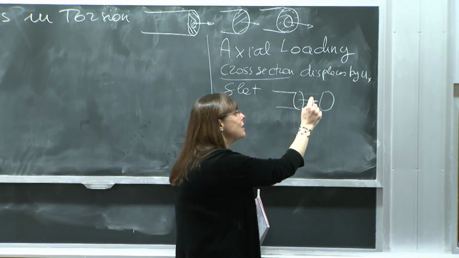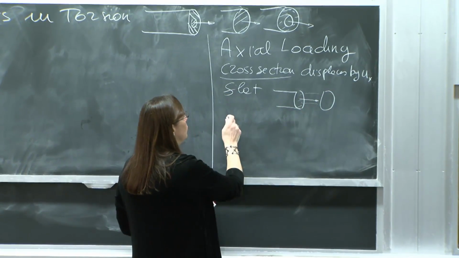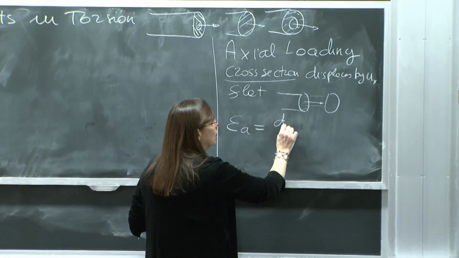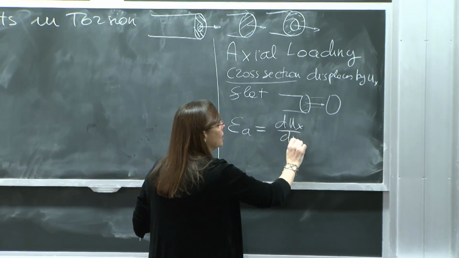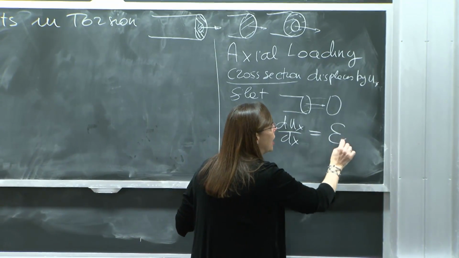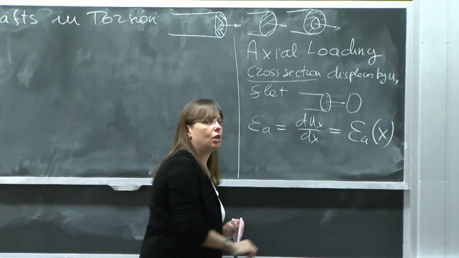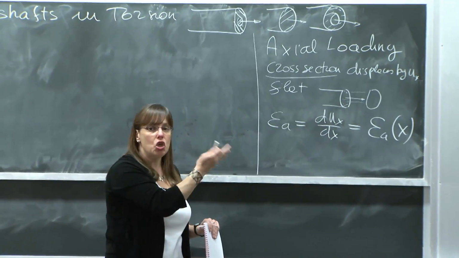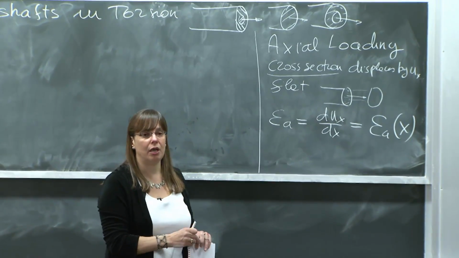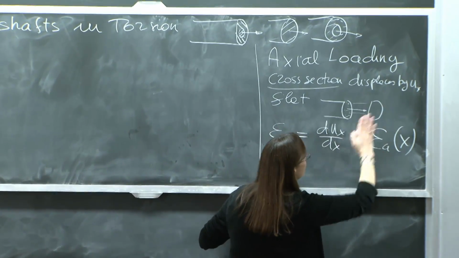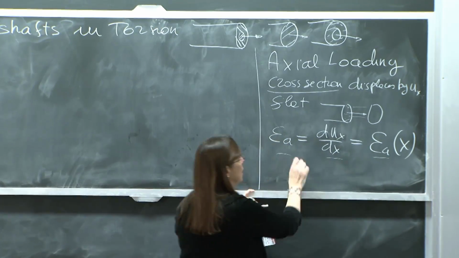Remember? Based on this, we were able to say that the strain was equal to du/dx, and it was only a strain that depends on x. There was no change in strain on the cross-section. This was a huge help for our derivation. The fact that we assume that the section just moves as a whole allows us to say this.